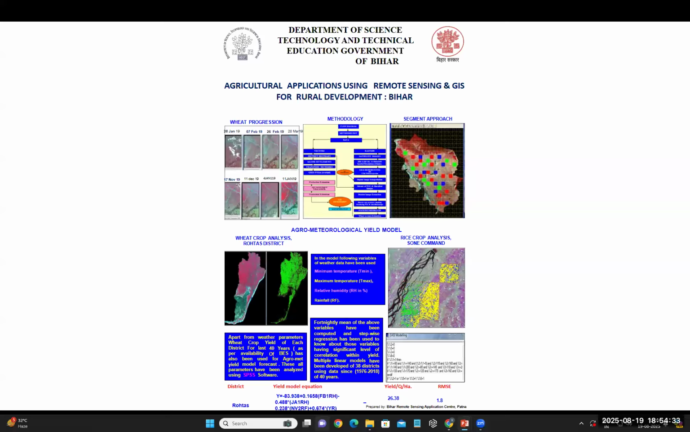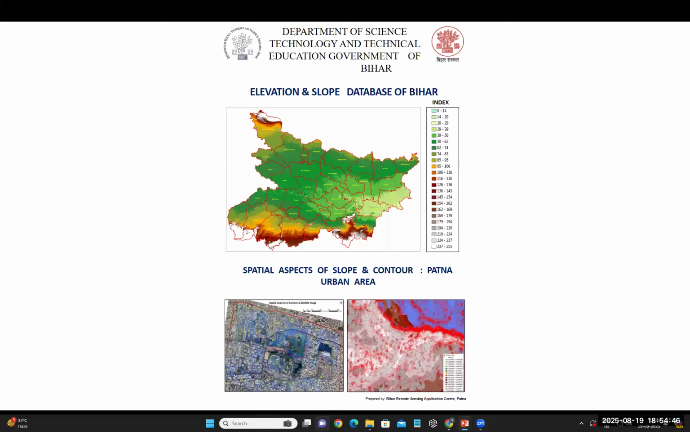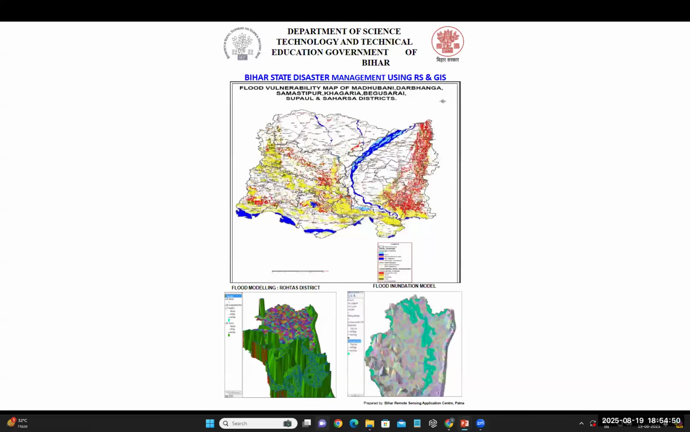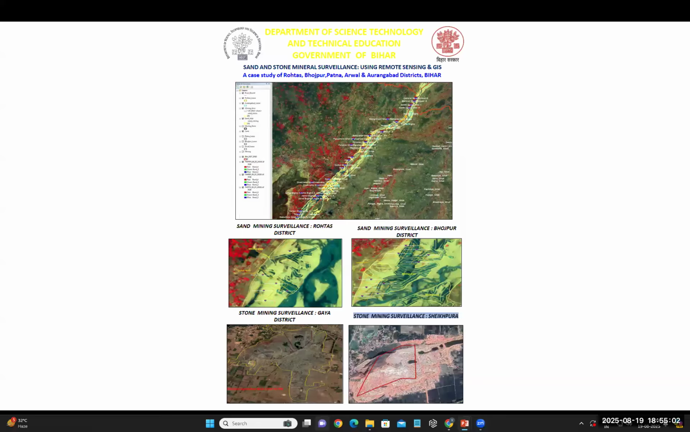Agriculture application for rural development. These are the land use, land cover maps, generally for Bihar. It covers the whole Bihar area. It shows soil type, slope and contour area for urban planning. This is disaster management, flood modeling, flood inundation maps. These are being drawn. These are for the industry network, showing the connectivity of industries of whole Bihar.